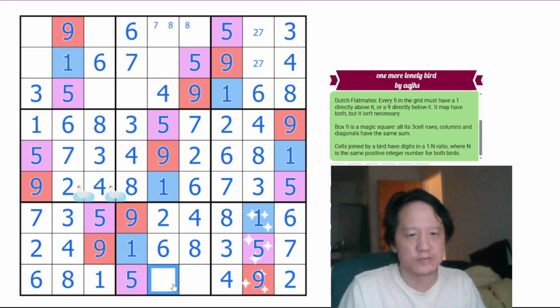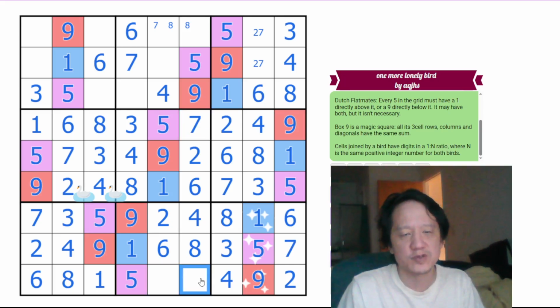That leaves us a 3, 7 pair. This can't be 7, though, because of the 7 in the column. So this is 3. This is 7. That leaves this as a 1.